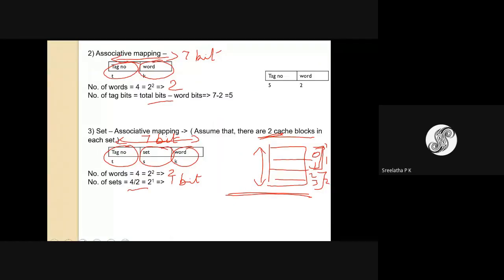Fine. So these are the three cache memory mappings: direct, associative, and set associative. If there are any doubts and you have not understood any topic, you can just ask me. Any doubts in the mapping? Okay, we'll go to the next topic.